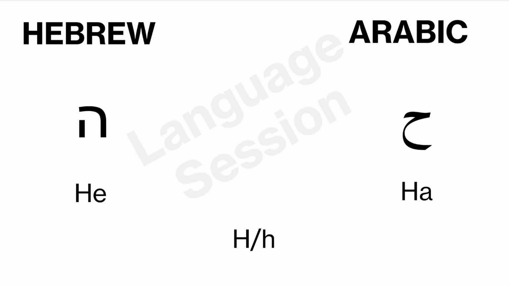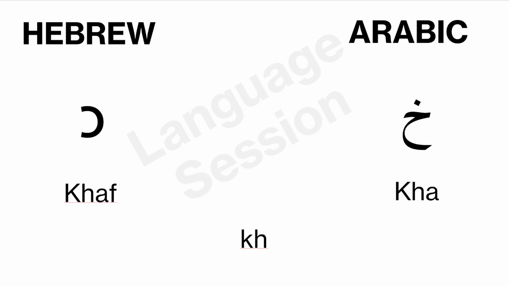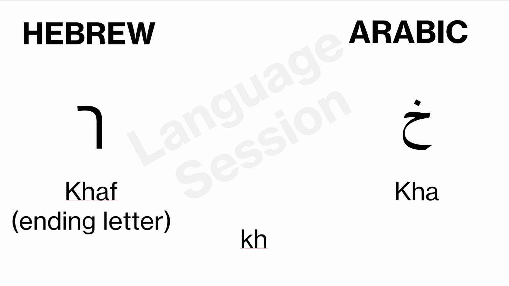Then we have the ha and the he. So in Hebrew, it's less of a pronounced ha. It's going to be more similar to a later ha in the Arabic script. Then we have the kha and the khet. So this makes the kh sound. And then we have khaf, which makes also the kh sound. Khaf also can be changed if it's at the end of a word. So if it's the last letter on a word, the bottom gets elongated.